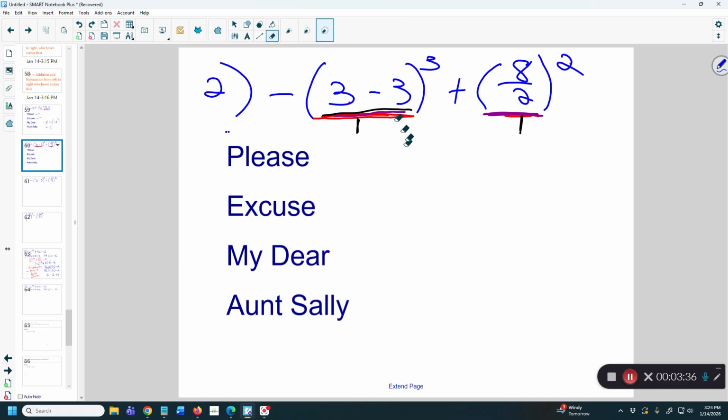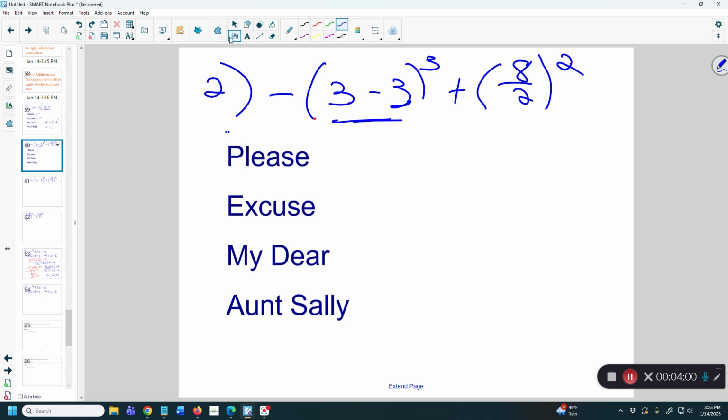All right, now, please excuse my dear Aunt Sally. So we have to do parentheses and any grouping symbol. So here are our parentheses. Now this time we have something inside the parentheses to do. So I need to do this.